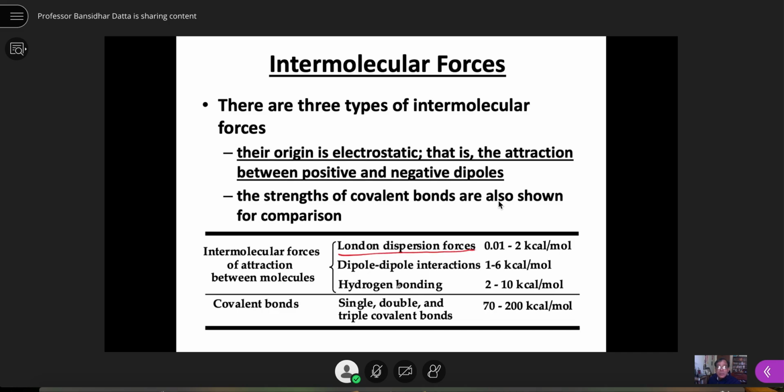London dispersion force, 0.01 to 2 kcals per mole, a very weak force. Dipole-dipole interactions, 1 to 5 kcals per mole.